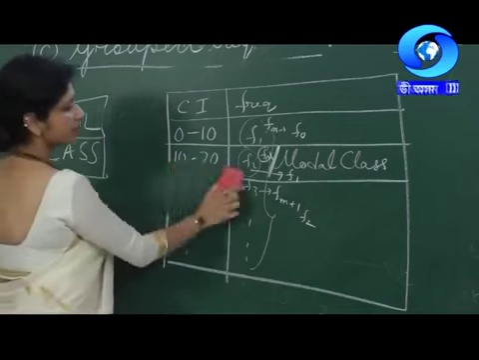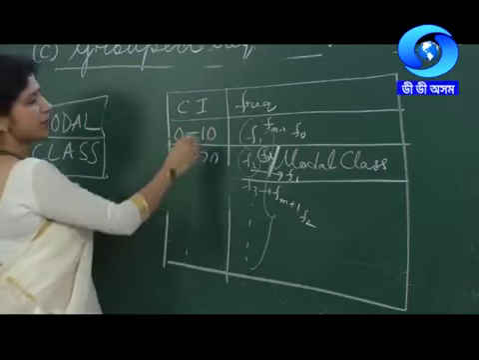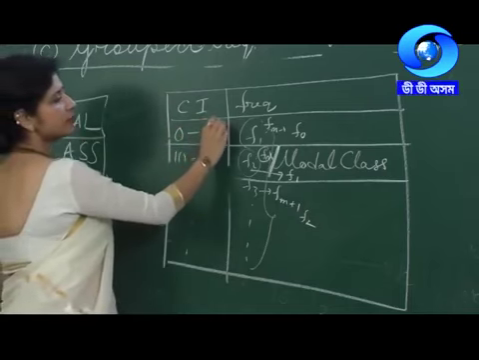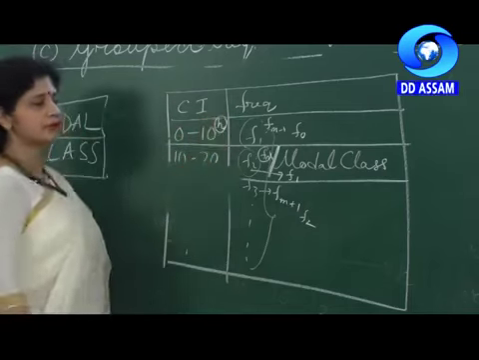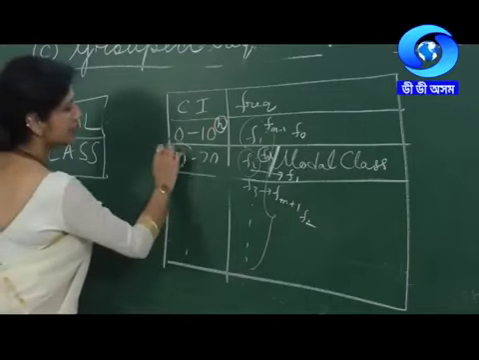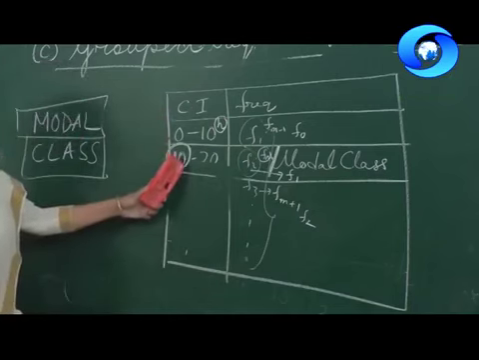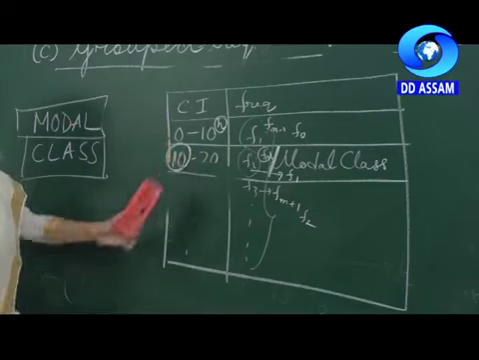In this way we will find the difference between the upper limit and the lower limit, which will give us the width h. And what will be L? If this is the modal class, then L will be 10. So the lower limit of the modal class is L.